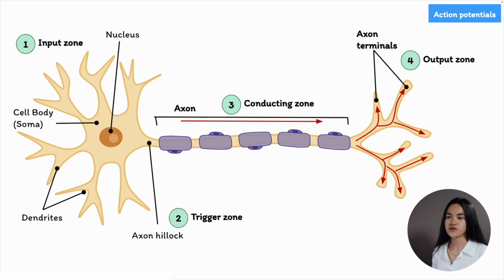So we have the input zone, where incoming signals are received and processed by the dendrites and cell body. The trigger zone, the axon hillock, is where the action potential is initiated. Then the conduction zone and output zone. So let's take everything we've covered and break down the components involved during an action potential.